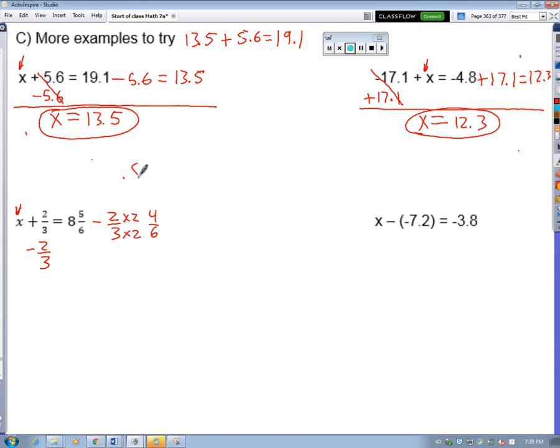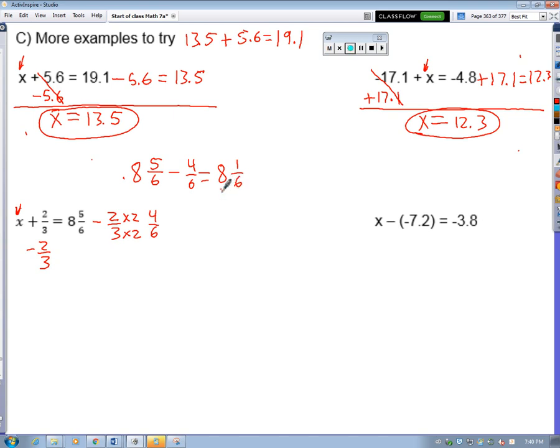I'm just going to do the math up here where I got a little bit more room. 8 and 5/6 minus 4/6. Okay, do the math on that. 8 take away nothing is still going to be 8. 5/6 minus 4/6, we get 1/6. Alright, that would be our answer over here.